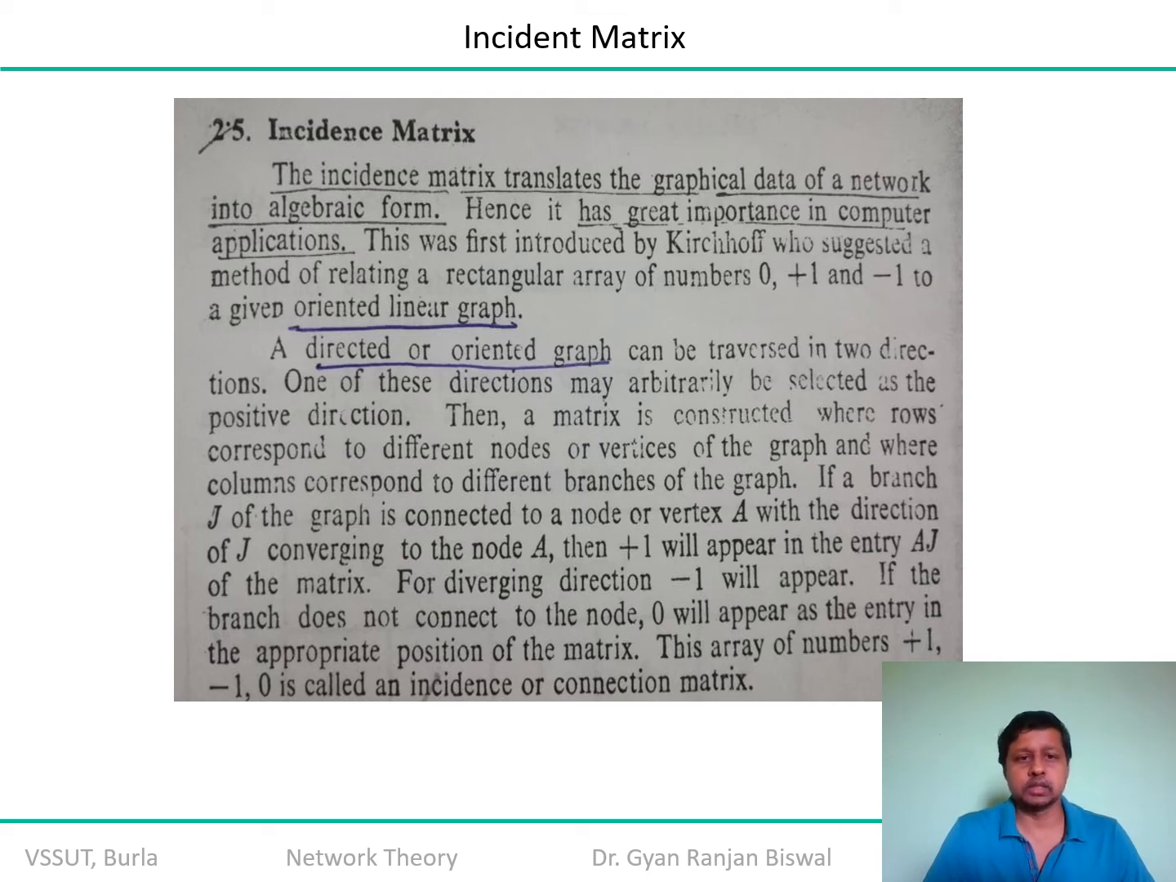It is very important whenever you are going to develop a computer-based algorithm to resolve any complex electrical network using graph theory. As we say, it is going to be represented by only two terminologies, that is 0 and 1. More specifically in terms of phase, it is 0, plus 1 and minus 1, which is used to denote or completely define a particular oriented graph.